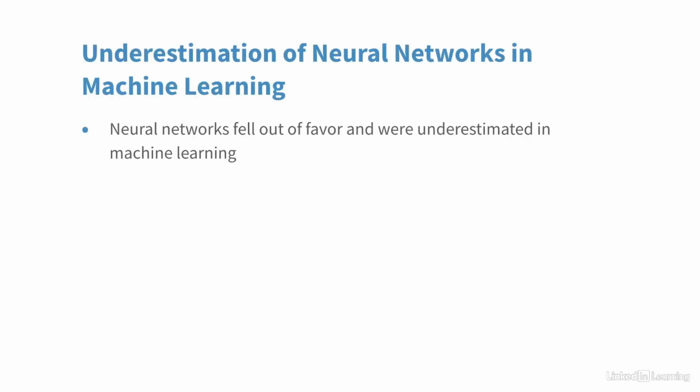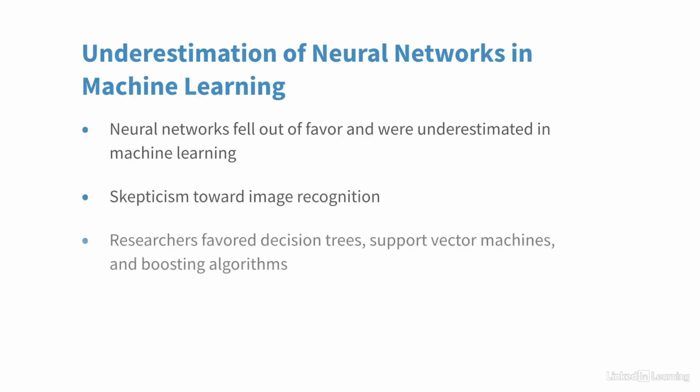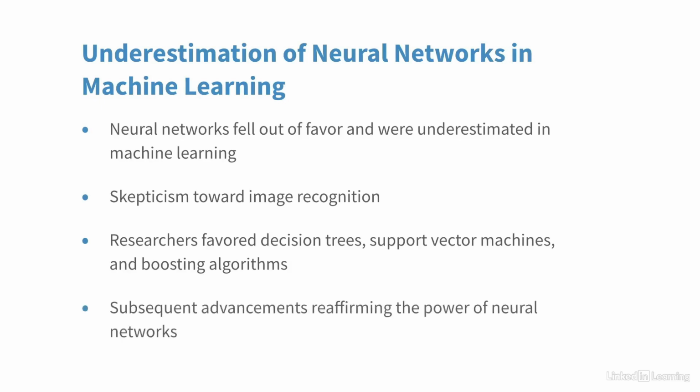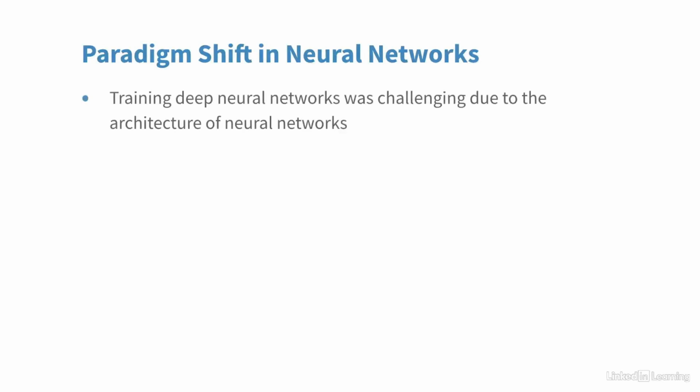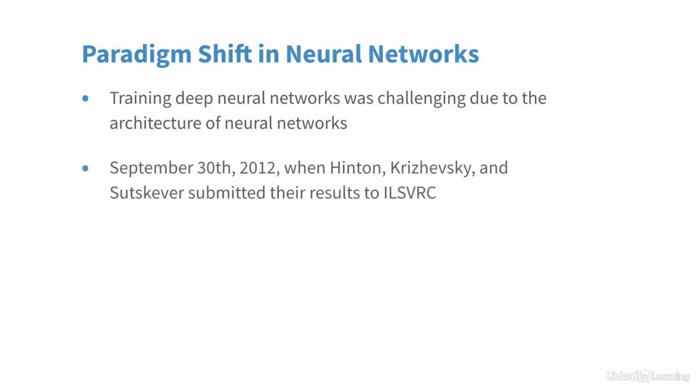However, these methods had fallen out of favor and were underestimated. Machine learning researchers didn't think neural networks could perform well on difficult tasks such as image recognition, and instead favored more traditional machine learning approaches like decision trees, support vector machines, and boosting algorithms. This view was largely due to the limitations of neural network architectures used at the time and the difficulty in training deep neural networks. All that changed on September 30th, 2012.